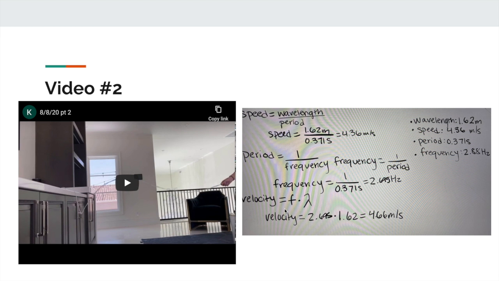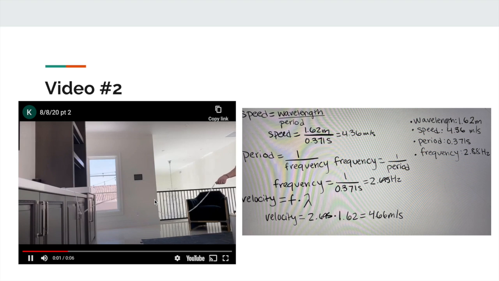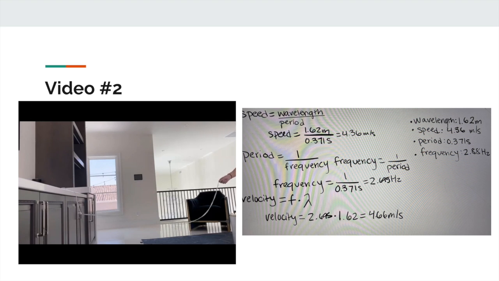In video 2, a string is attached to a surface where the string gets lifted up and down as well to create a transverse wave. The speed of the wave can be calculated from this video using the equation v equals wavelength divided by period. Period is determined from the video, and wavelength is also known from the video. Then the two values get plugged into the equation determining the speed of the wave.